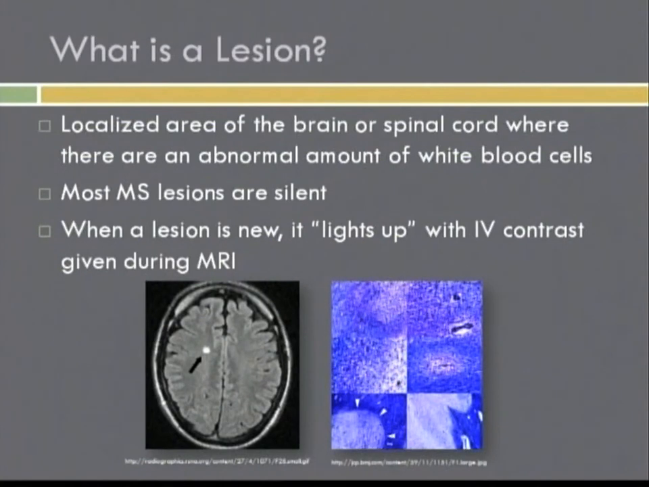When a lesion is new, you may have heard the terminology that it lights up with the contrast that's given through the IV. That's a new lesion, what we call an acute lesion. And when that occurs, that's the only kind of lesion that can cause the symptoms that can cause an attack. And so the lesion will light up, usually, you're going to hear more about this, but for a period of 1 to 3 months, and that's a new lesion.